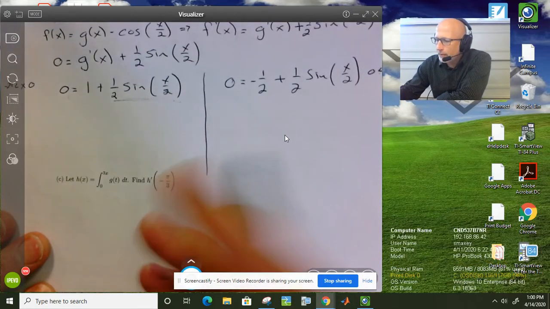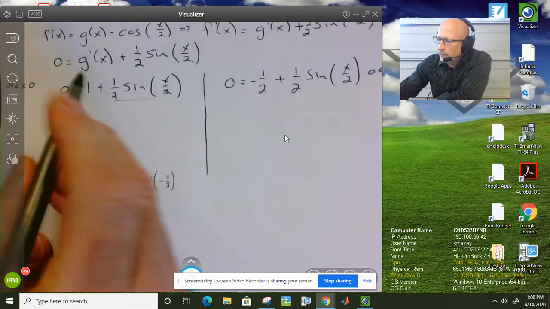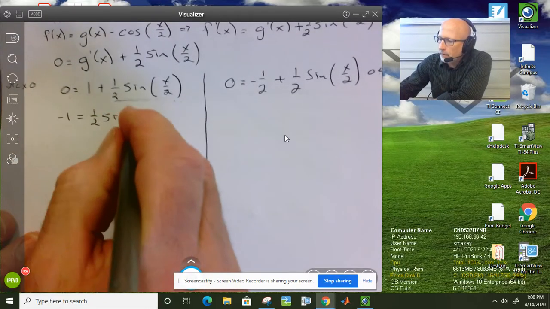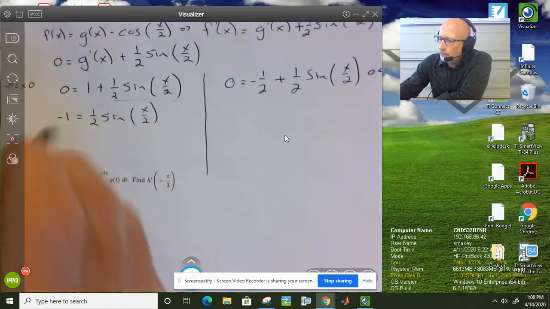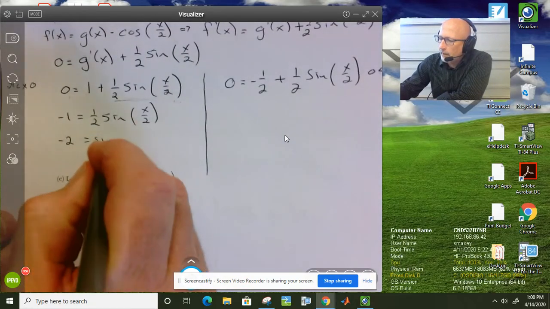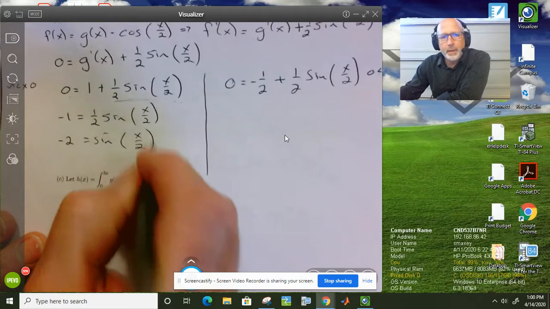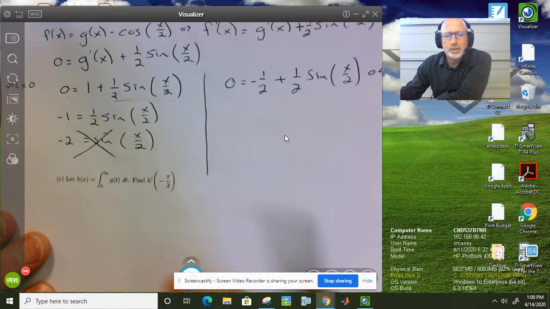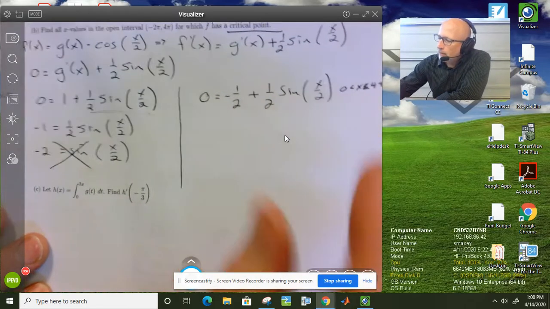Now, if you don't see that, there's another way you can do this. Subtract the 1. So I have 1/2 sine of x, all over 2, multiply by 2. So -2 is equal to sine of x over 2. That's impossible. Sine's always between 1 and -1. Okay, that gives us no information. It can't be equal to 0. Okay, so go ahead and go over here.